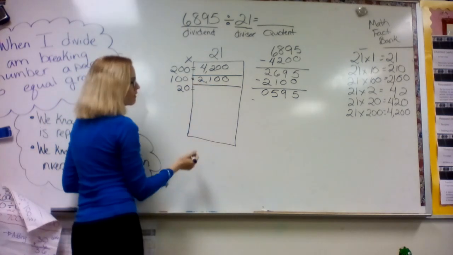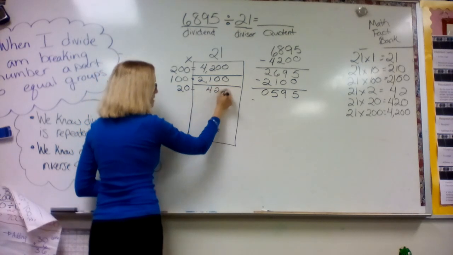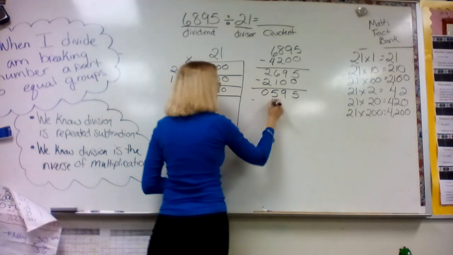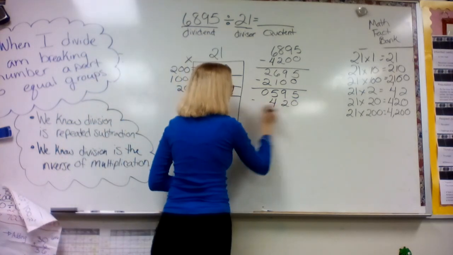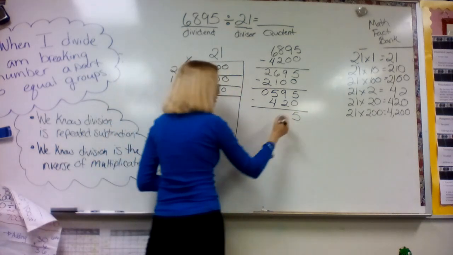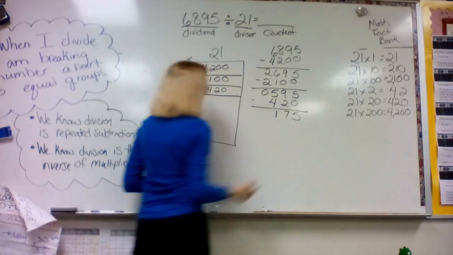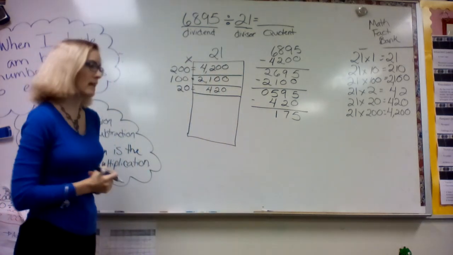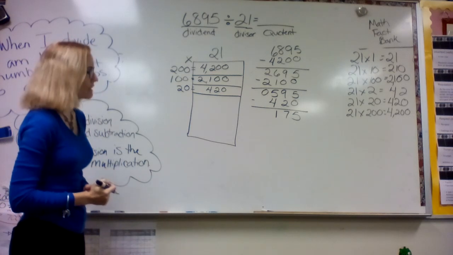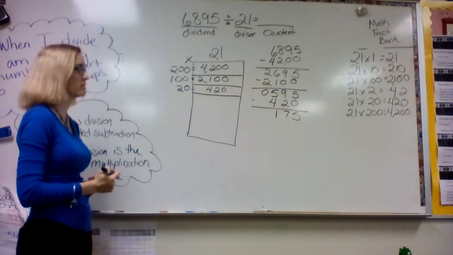And this equals 420. And in this box, I'm also keeping my place value lined up. Subtract 420. 5 minus 0 is 5. 9 minus 2 is 7. And 5 minus 4 is 1. I'm left with 175. Now I look at my math facts and I have 21 times 10 is 210.